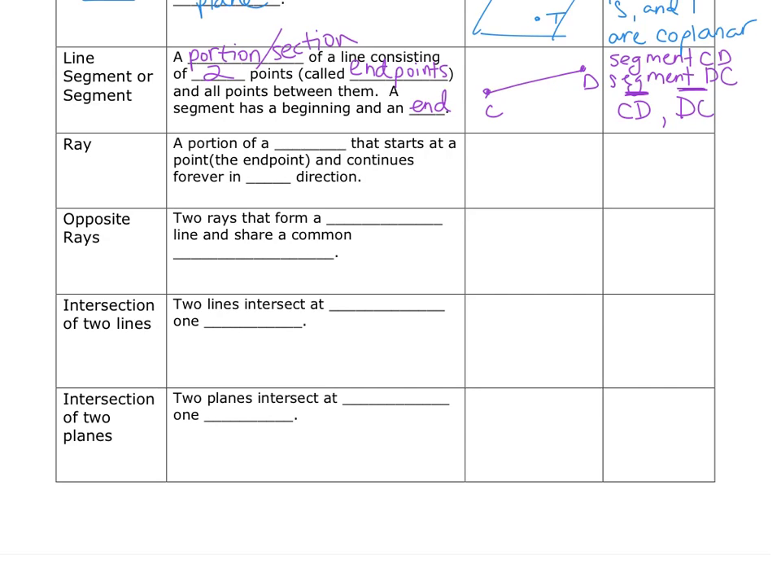A ray is just a portion of a line because it does continue on in one direction forever, but there is also an endpoint. This is what our picture looks like. So notice the point P is our endpoint.